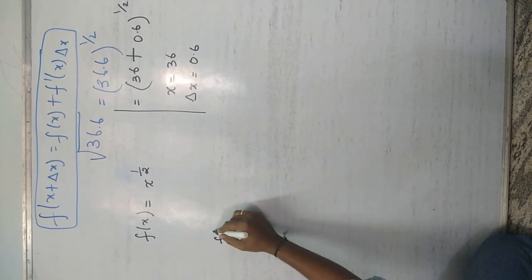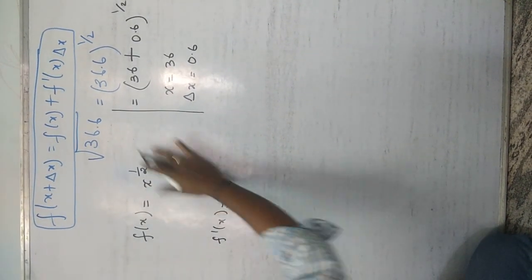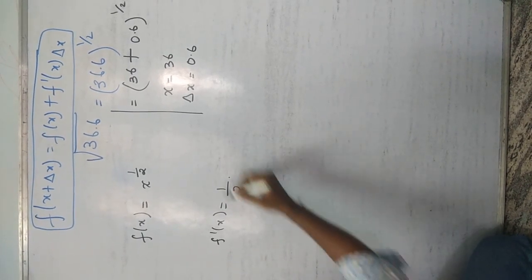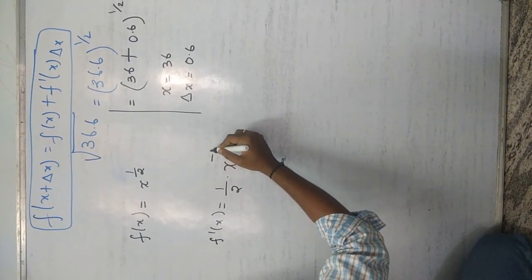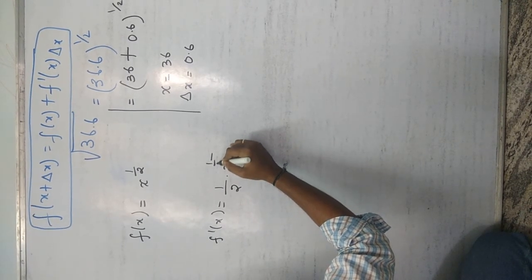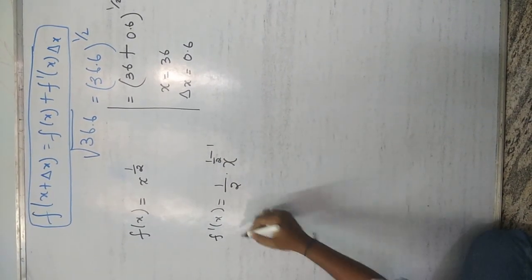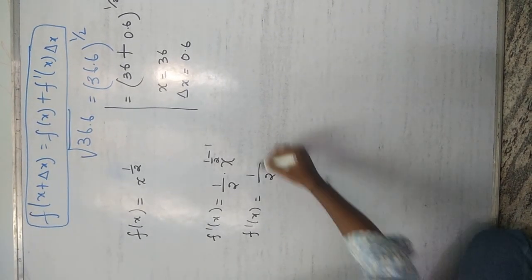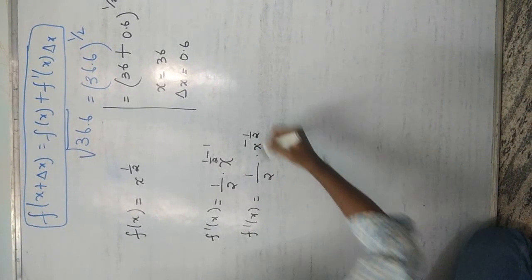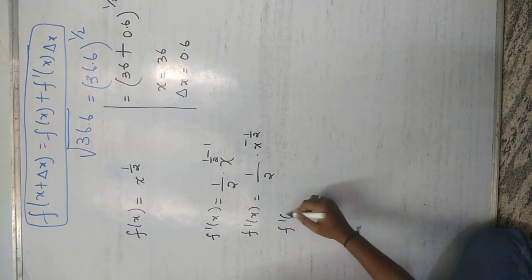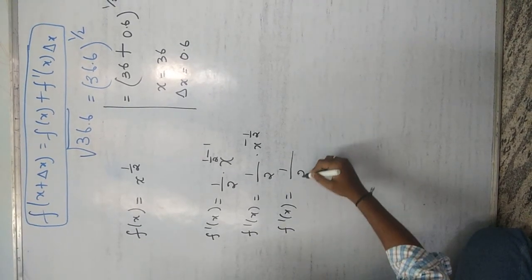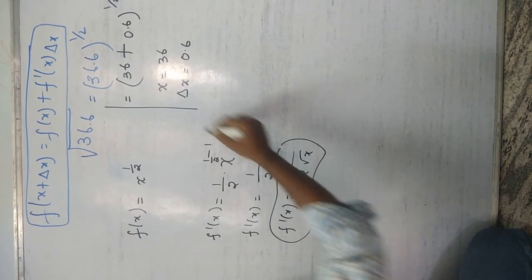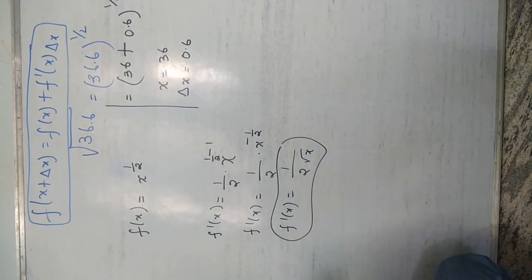Next I will move on to f dash of x. Differentiate this one. How to differentiate x power 1 by 2? The 1 by 2 comes before, and the power of x reduces by 1, that is 1 by 2 minus 1. So finally I will get f dash of x equal to 1 by 2 times x to the power minus 1 by 2, and f dash of x equal to 1 by 2 root x. I don't think any of the students will have a doubt here.